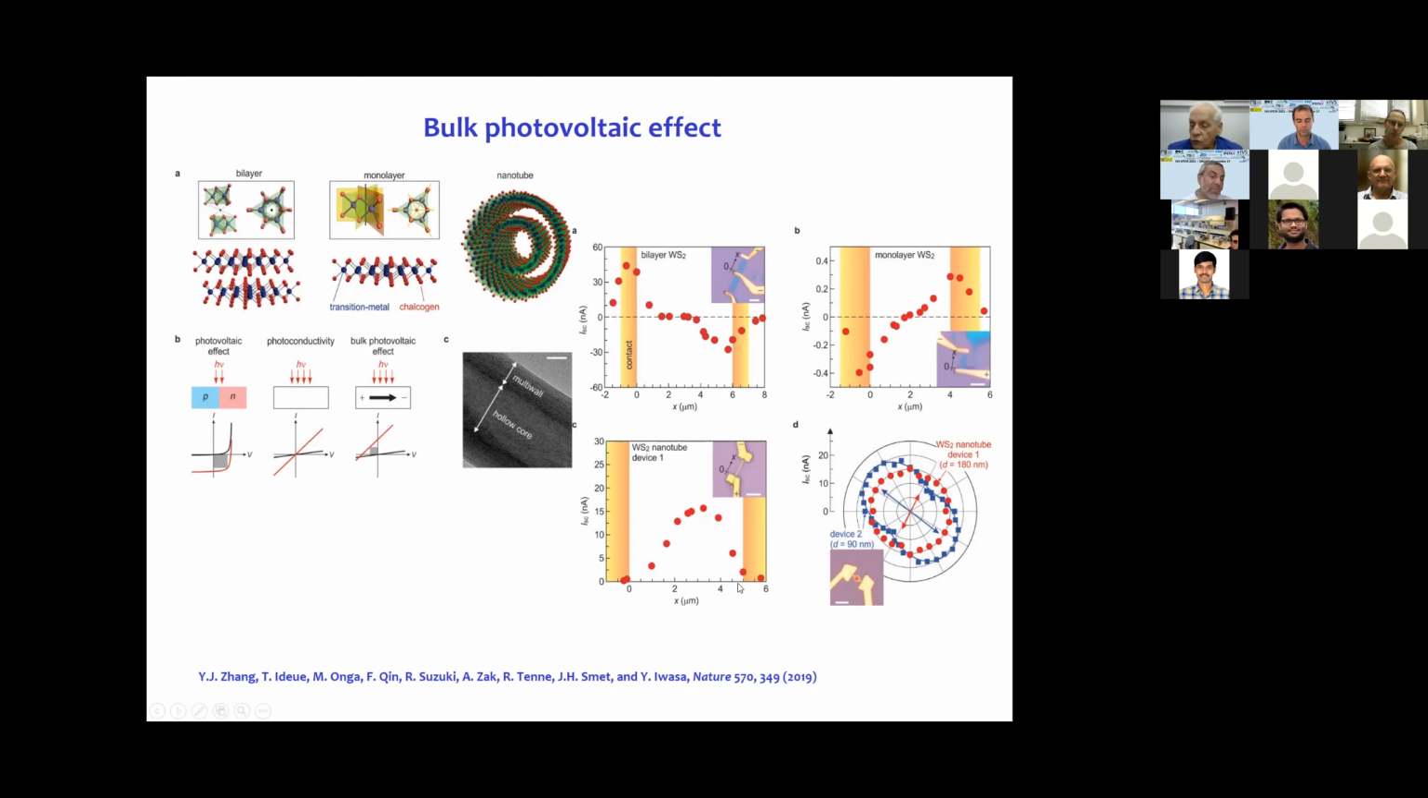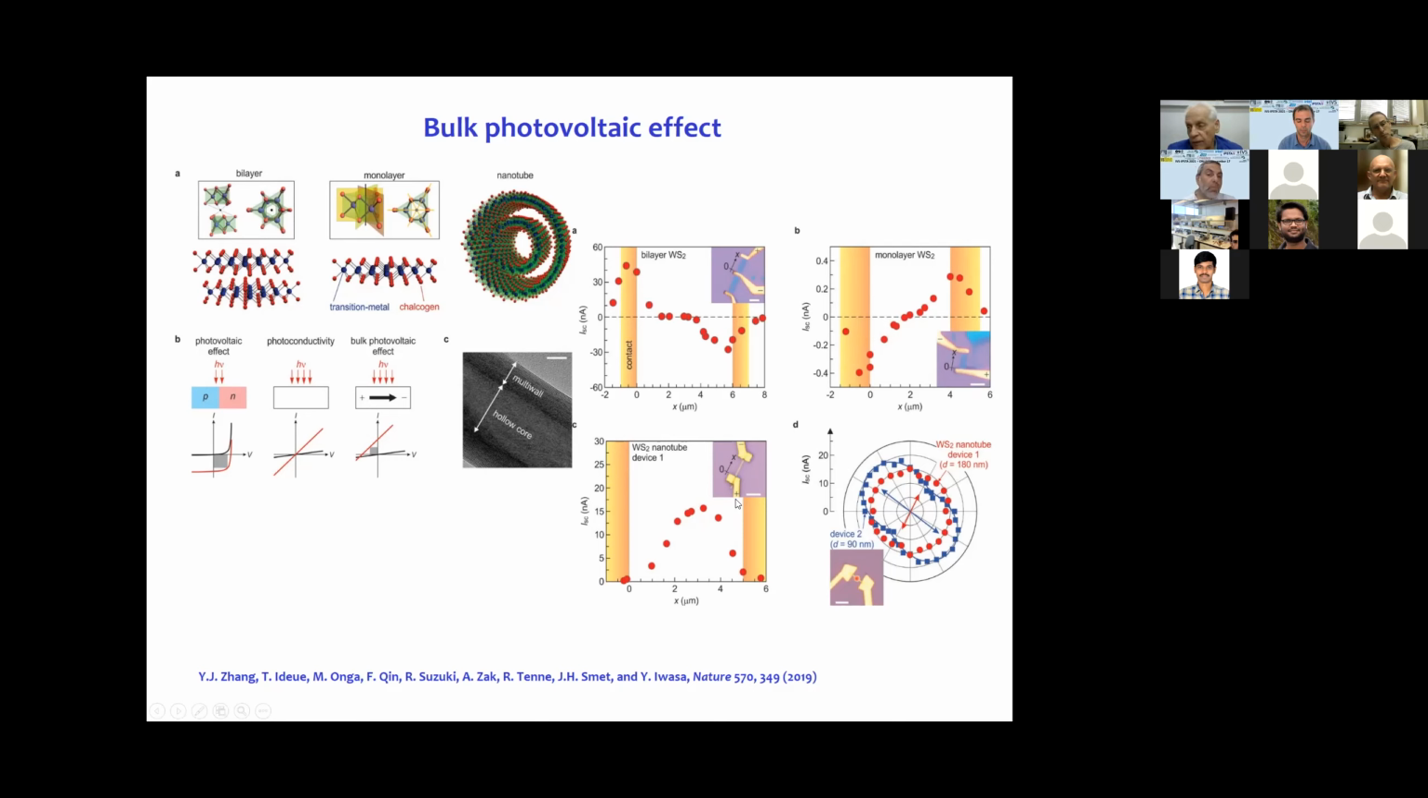It's not close to any junction, and it is a quantum mechanical phenomenon which emerges from the toroidal motion of the excitons or the electrons through the nanotube, which produces a kind of electromagnetic field which pushes the electrons to the left and the holes to the right, and you produce a photocurrent.